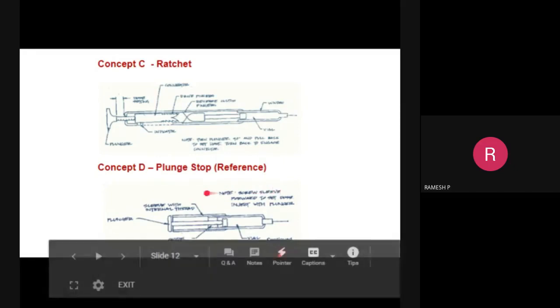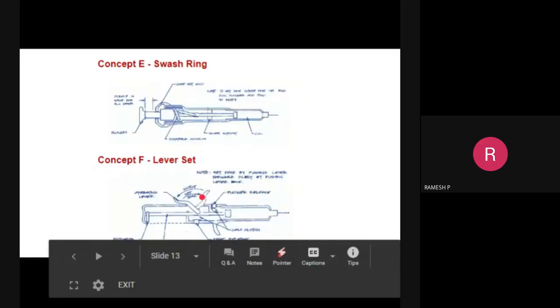Here the plunge stop, as I said, is found to be optimistic compared with the other concepts. It requires screw-based turning to control the amount of dosage, just like a screw. The stroke length is set by screwing the outer sleeve forward, which increases the spacing between the plunger and this outer sleeve. This is concept D using the plunge stop. Now concepts E and F.